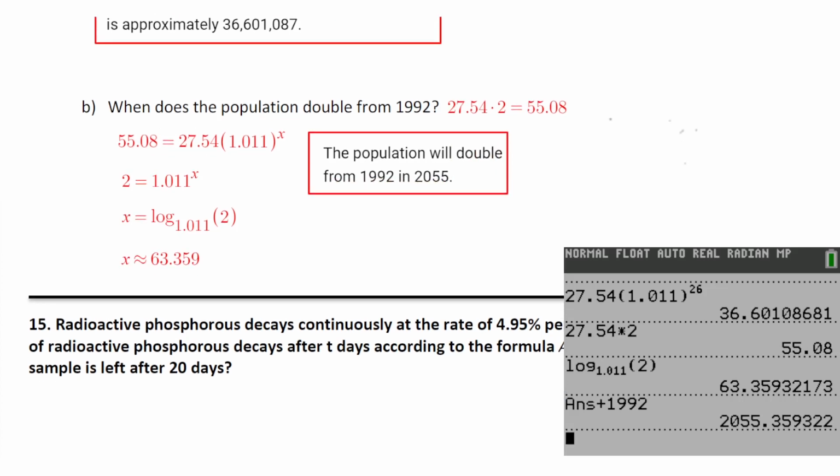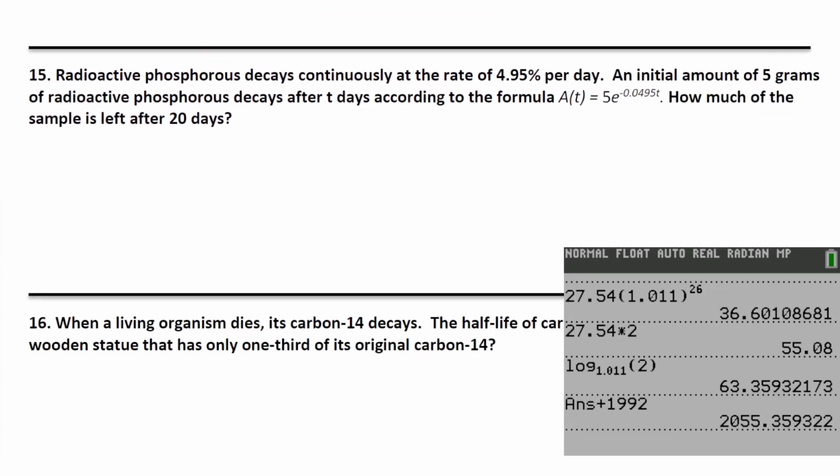All right, that's it for that one. Number 15 says radioactive phosphorus decays continuously at the rate of 4.95% per day. An initial amount of 5 grams of radioactive phosphorus decays after T days according to this formula. How much of the sample is left after 20 days?